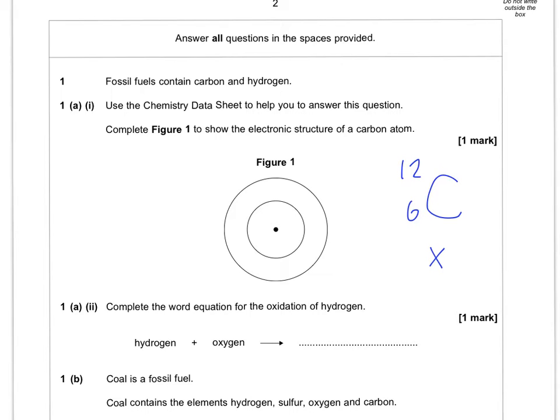1A part 2, complete the word equation for the oxidation of hydrogen. Now that makes it sound complicated, but we've got hydrogen and oxygen, and we just need to think of a chemical that includes both hydrogen and oxygen. Okay, so almost like this, and what could that form?